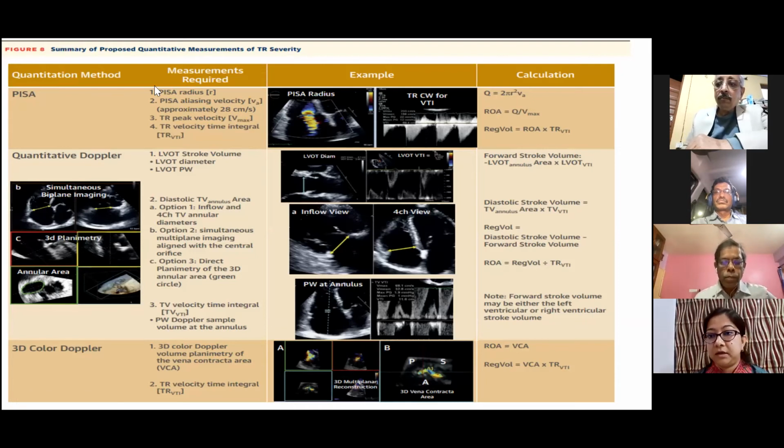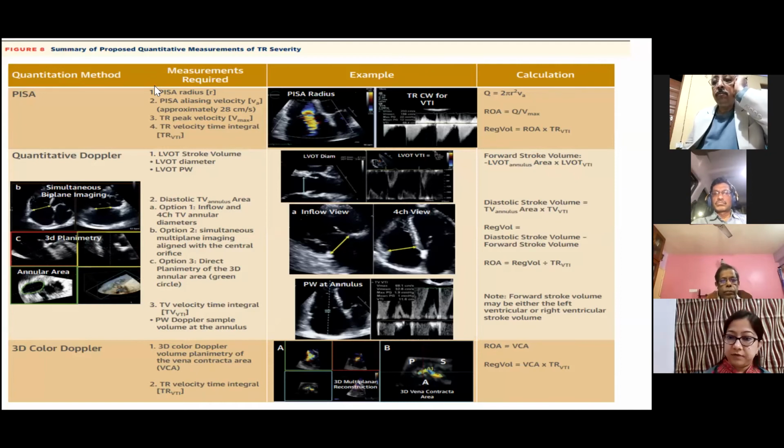Another way of getting it is the forward stroke volume. Regurgitant volume can be assessed by diastolic stroke volume minus the forward stroke volume. The forward stroke volume we can assess from the LVOT annulus area into LVOT VTI, which is easily done, and the diastolic stroke volume from the TV annulus area, which is a little bit difficult, and the TV VTI. So the regurgitant orifice area is the regurgitant volume divided by the TR-VTI.